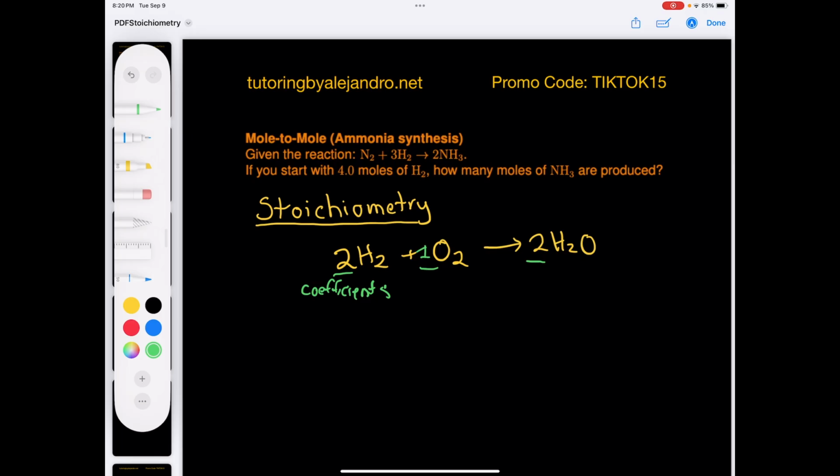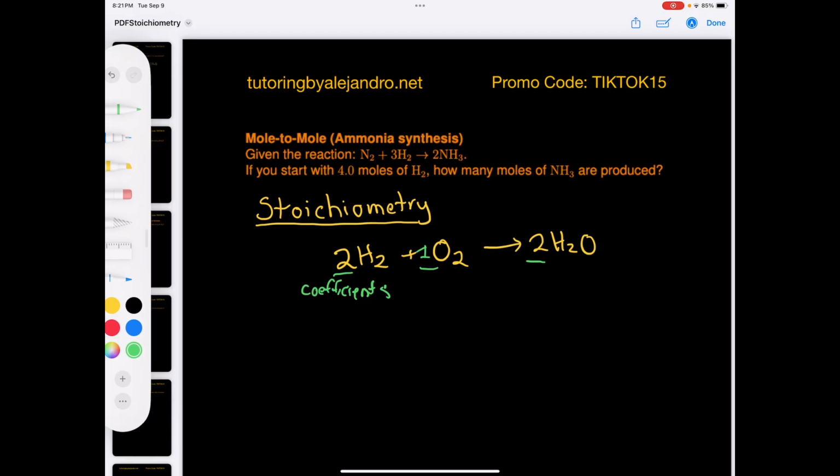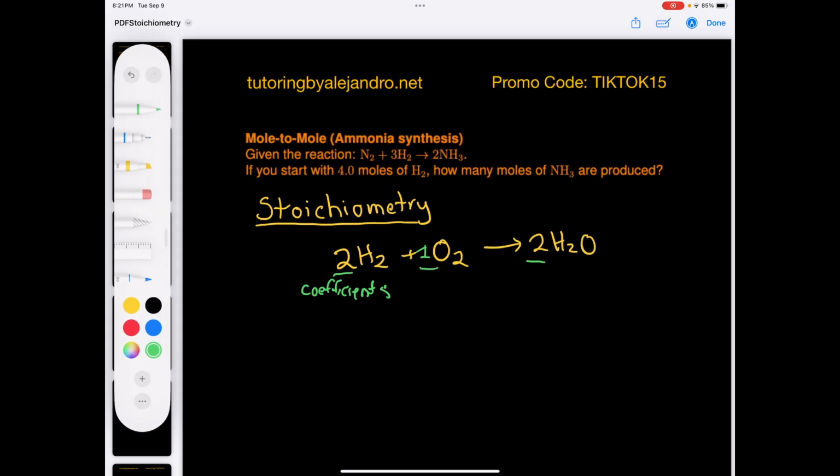So stoichiometry is simply using those ratios to answer questions like, if I start with this many grams of oxygen, how much water will I get? If I only have a limited amount of hydrogen, which reactant runs out first? How efficient was my reaction compared to what I should have gotten in theory? So in the end, stoichiometry problems boil down to the same 4-step process.